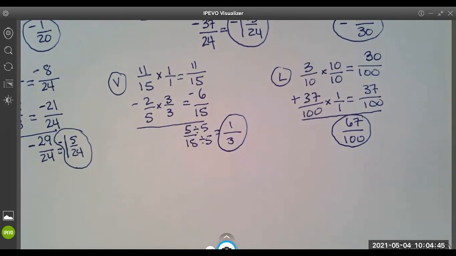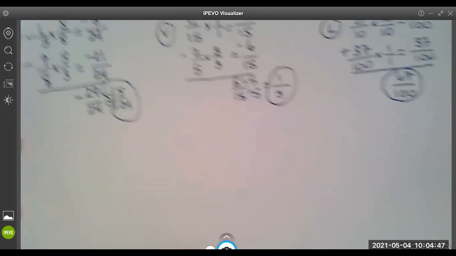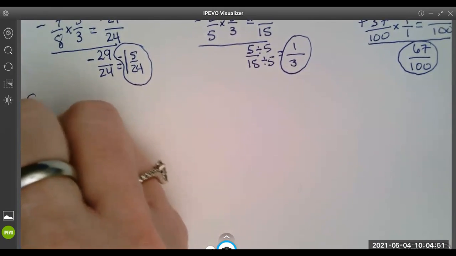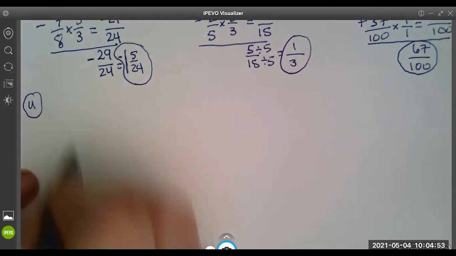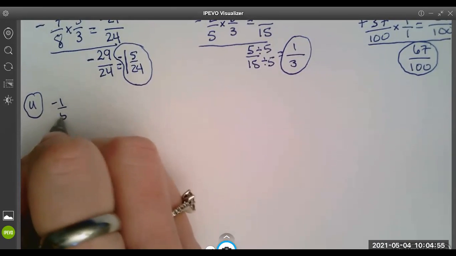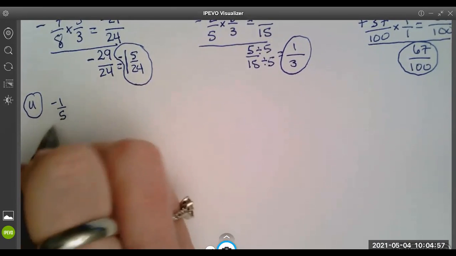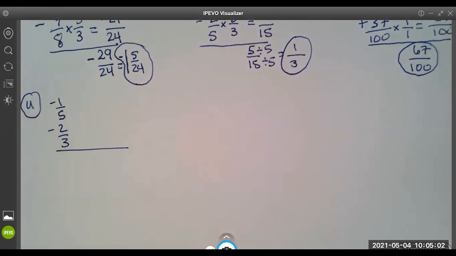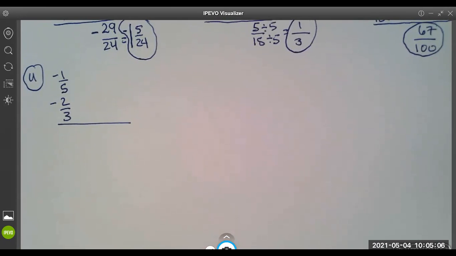Right? Okay, now I get to jump to you because I'm back on track, right? U, -1/5 and -2/3. Can the smaller become the larger?